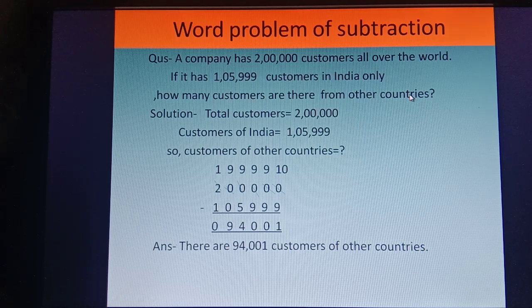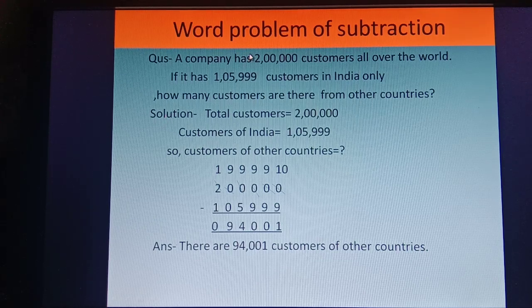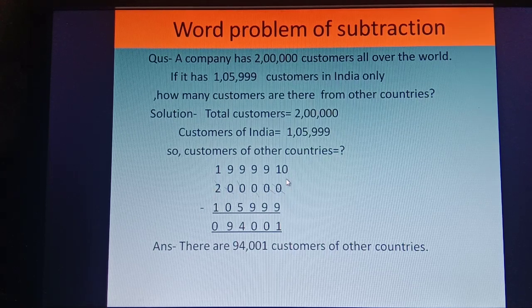So how will we find this? Naturally we will subtract. We will subtract 1,05,999 from 2 lakh. So the statement we will write: total customers 2 lakh, customers of India 1,05,999. So you have to find the customers of other countries. So subtract it, 2 lakh minus this number, and 2 lakh you know very well.